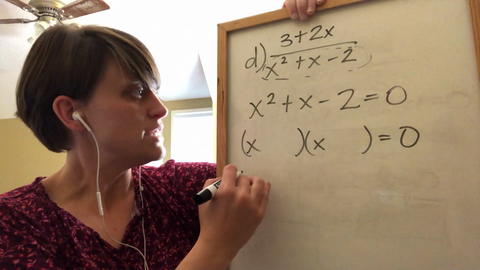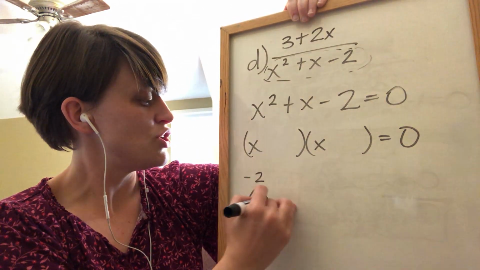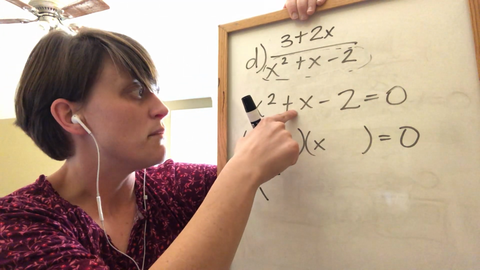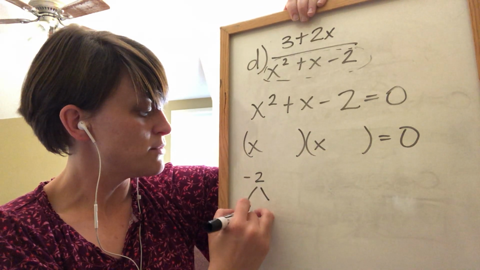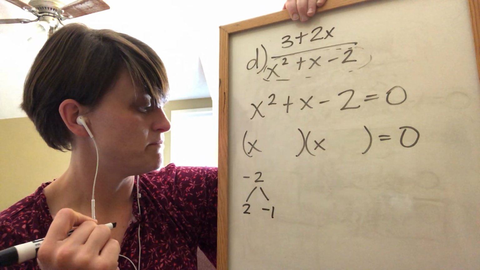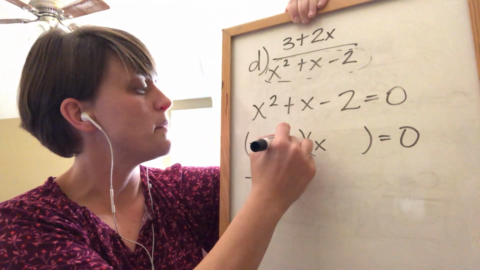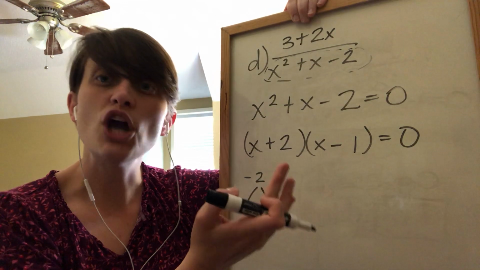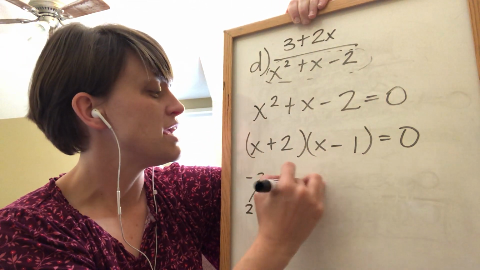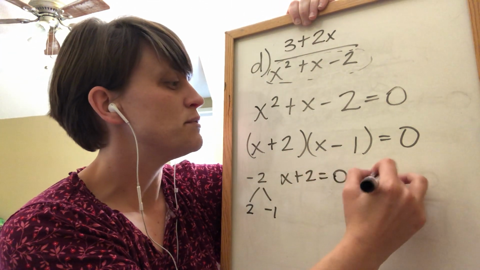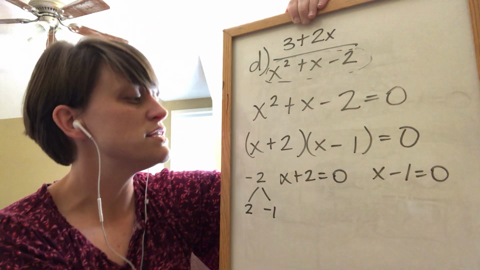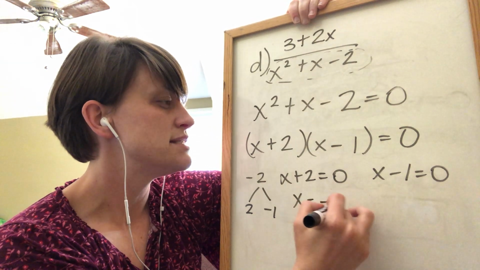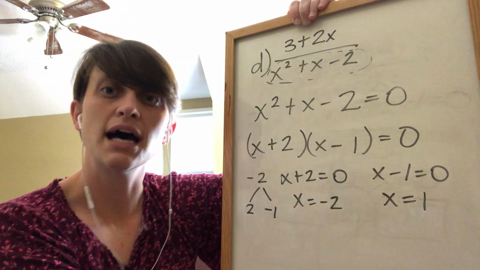Well, the only two factors of -2 would be, and we know they have to have opposite signs, and the bigger number has to be positive. So it looks like we're looking at 2 and -1. Those are the two numbers in our factors. Now that it's factored, we know how to find the solutions to this equation. Each factor gets set equal to 0, and we solve the little linear equations. Subtract 2 on both sides, and add 1 on both sides.